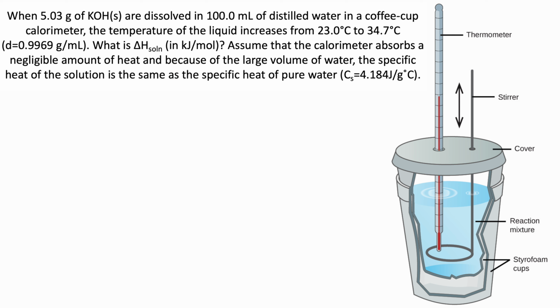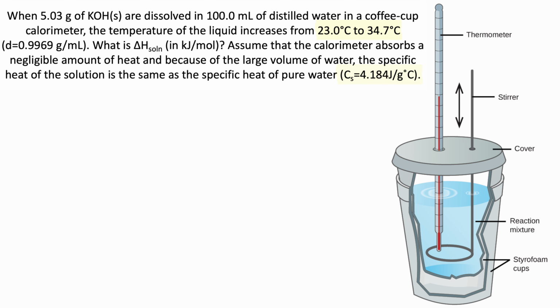Assume that the calorimeter absorbs a negligible amount of heat, and because of the large volume of water, the specific heat of the solution is the same as the specific heat of pure water, 4.184 joules per gram degrees Celsius. To calculate the enthalpy of the reaction, we will first need to calculate the Q-cal using the following expression. We have the specific heat and change in temperature. The only thing we need to calculate in this case is the mass.